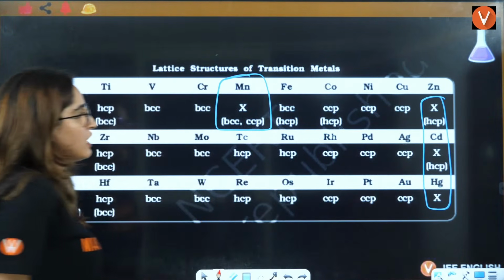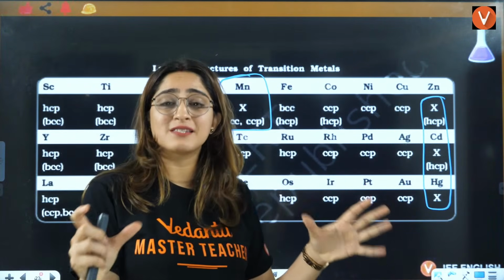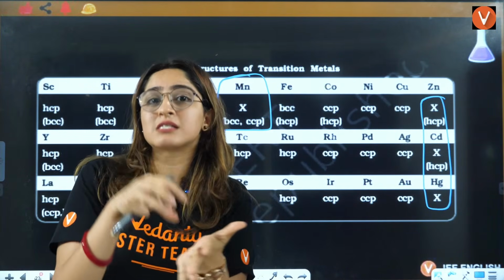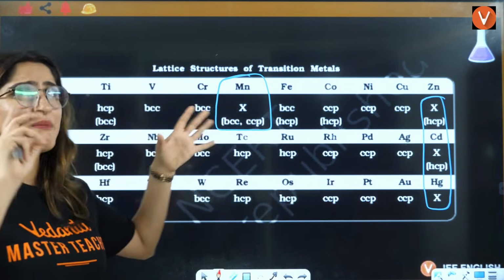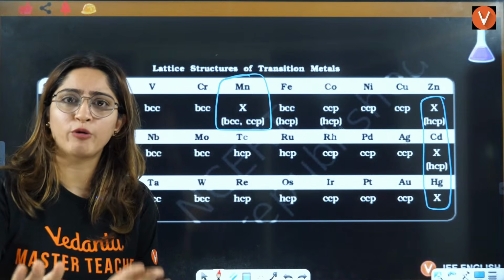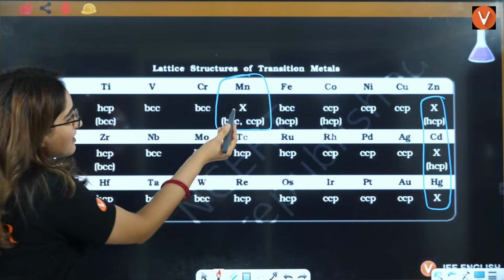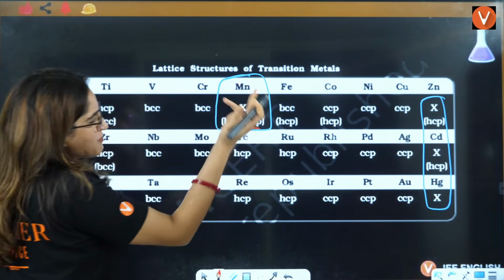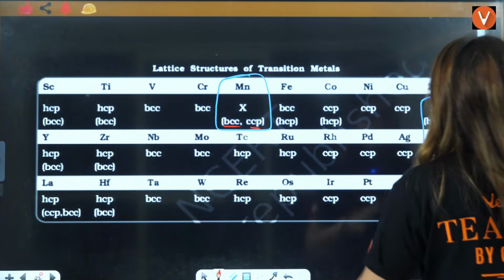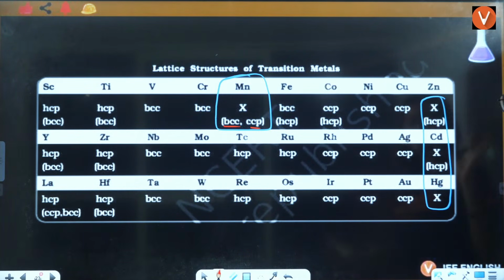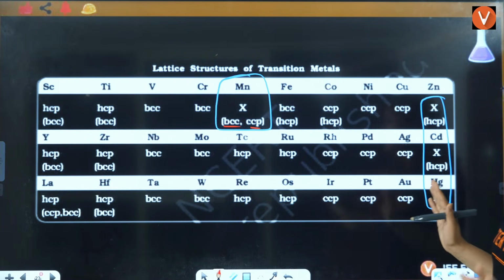So students, we know that BCC, HCP, FCC, all these are fixed states in solid states. Now, ma'am, I don't know about it. It's okay, you don't know about it. There are some lattice states that are fixed. But in manganese, sometimes it is BCC, sometimes it's CCP. It's not fixed. In zinc also it is fluctuating. In cadmium also it's fluctuating. In mercury also it is not having a fixed state.